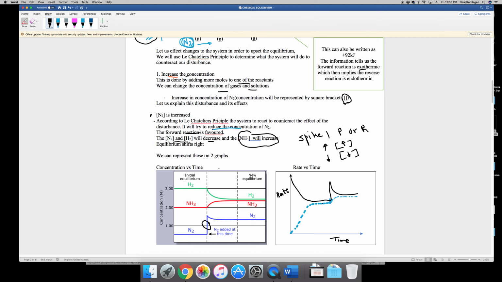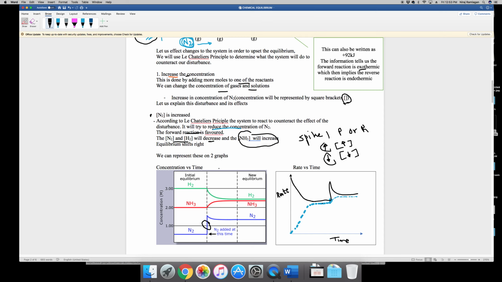This increase here is called a spike. When you see a spike on either a reactant or product, it means that concentration has changed. The change in concentration is represented by a sudden spike on the graph. An upward spike means an increase in concentration, and a downward spike, a decrease in concentration.